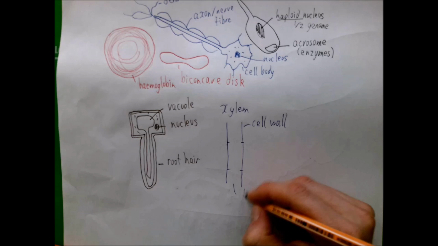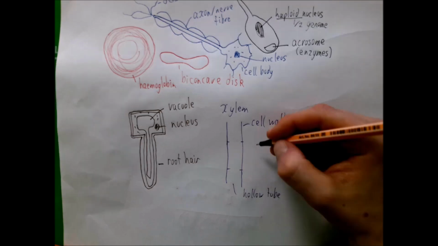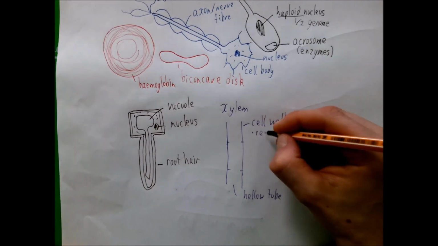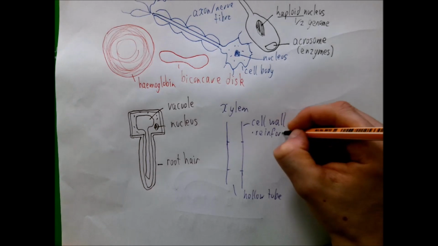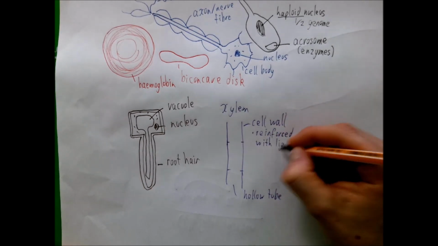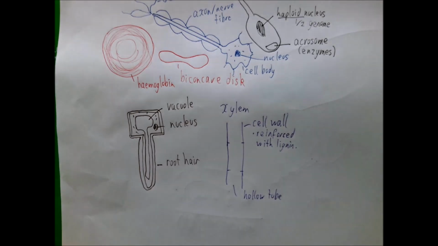So you've got the hollow tube with the cell wall, and just one modification they make to it is they reinforce the cell wall with a substance called lignin. The reason they do that is to make it more waterproof so that the xylem doesn't spring leaks when it's moving water and minerals around the plants.